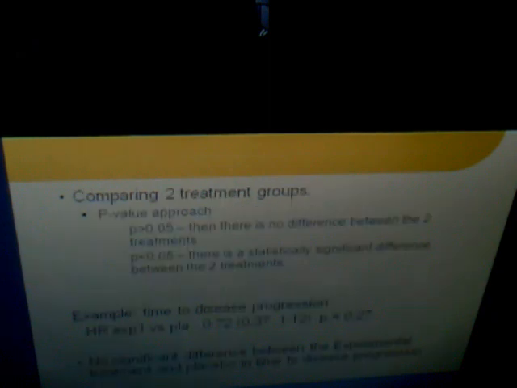Again, the p-values. So here's an example. We have an experimental versus a placebo. The hazard ratio is less than 1.72, but the confidence interval contains 1. So there's no evidence of a difference between the experimental drug and placebo in this case, and the p-value agrees with that at 0.27.